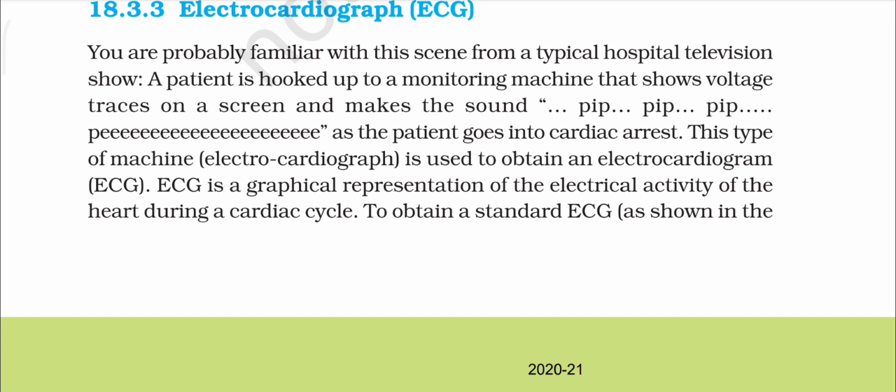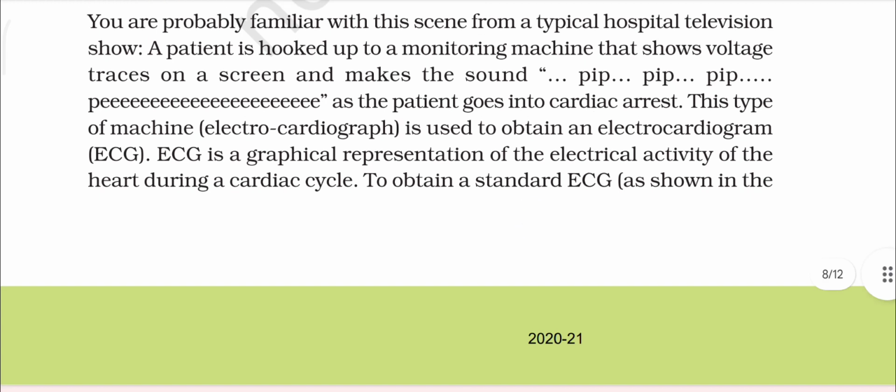दोस्त ये बात बिल्कुल ध्यान रखना कि जो मशीन का नाम है वो इलेक्ट्रोकार्डियोग्राफ है। और जो ग्राफ आता है उसे ग्राफ नहीं इलेक्ट्रोकार्डियोग्राम बोलते हैं। यहाँ जस्ट उल्टा है। ECG is a graphical representation of the electrical activity of the heart during a cardiac cycle.